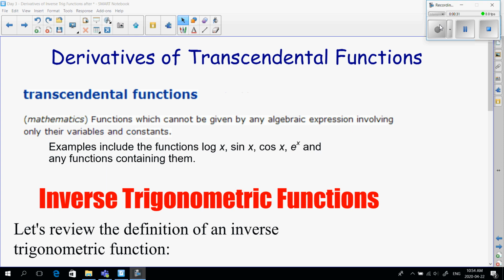We've actually looked at transcendental functions in pre-cal A, when we looked at the derivatives of our trig functions, sine, cosine, tangent, cosecant, secant, and cotangent in pre-cal 12B. But today we're going to start with the derivative rules for inverse trig functions. First of all, what is an inverse trig function?